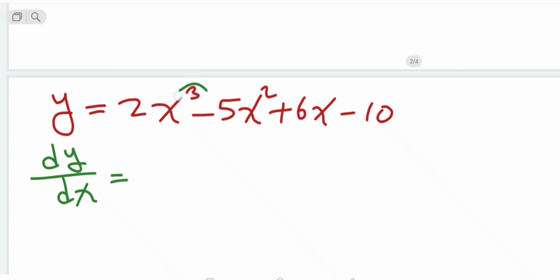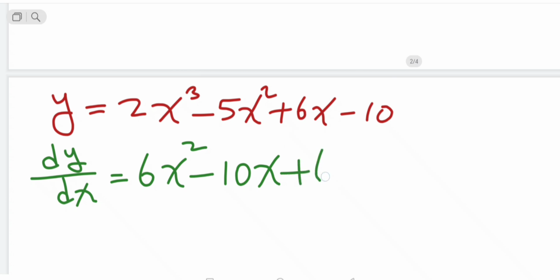So what is the rule? Power multiply with the coefficient. So 3 times 2 equals 6, and we subtract 1 from the power. 3 minus 1 equals 2. Minus, then power multiply with the coefficient: 2 times 5 equals 10, and we subtract 1 from the power. 2 minus 1 is 1, we don't write 1, so keep it the same. Then plus 6x, the derivative is 1 multiply 6 is 6. 10 is a constant, so the derivative of 10 is 0. So 6 plus 0, no need to write. So this is our answer. In one step I solved it directly. Clear? I hope you understand.